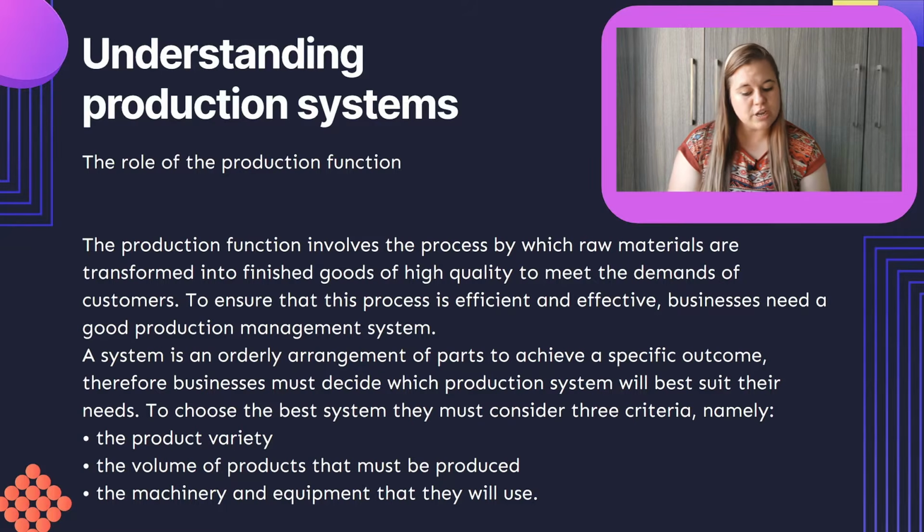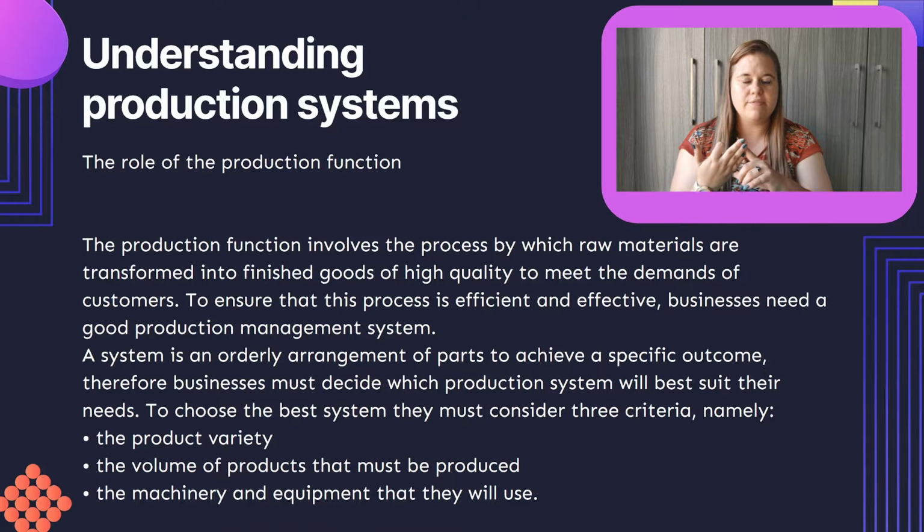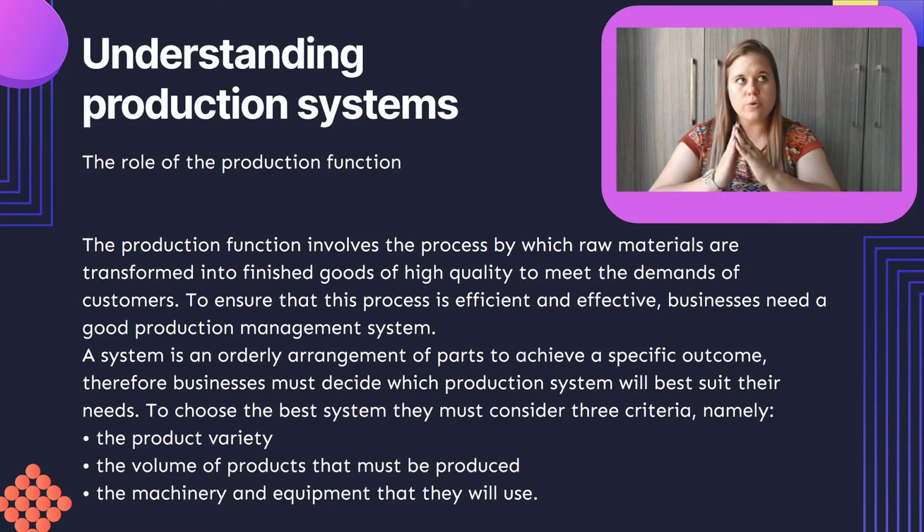To choose the best production system, they must consider these 3 criteria: the product variety, the volume of the products that need to be produced, and then the machinery and equipment that will be used. So in short, when I think production system, I think to myself of the Simba factory, the Coca-Cola factory, even Nestle. So the production system, we are producing our products. So it needs to go in a certain order, and then we look at a factory.